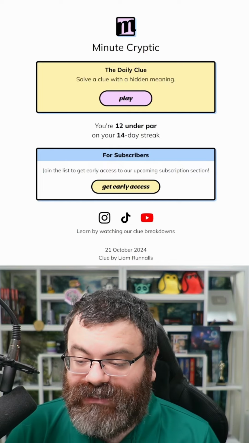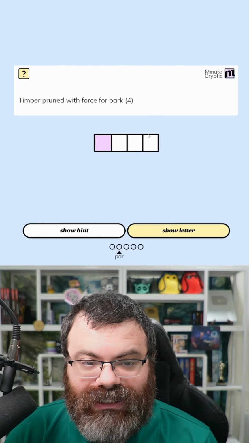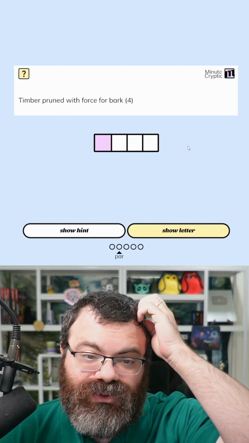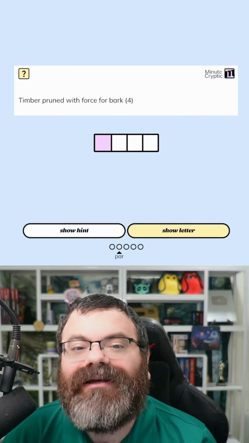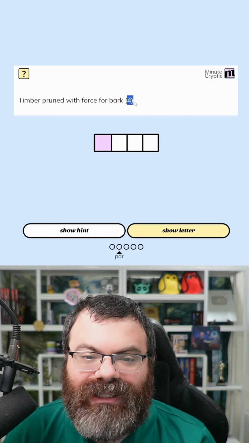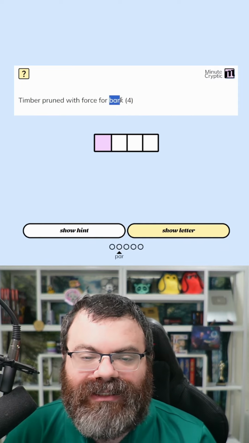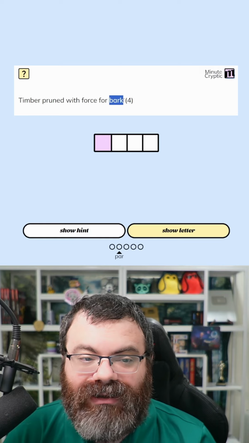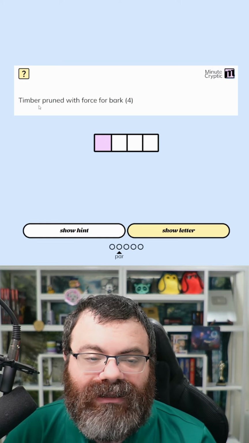Let's do the Minute Cryptic for October 21st. All right, we have "timber pruned with force for bark." So we're not supposed to take this literally. It is a 4-letter answer, and the beginning or end is going to be our definition. So maybe bark or timber would be our definition.